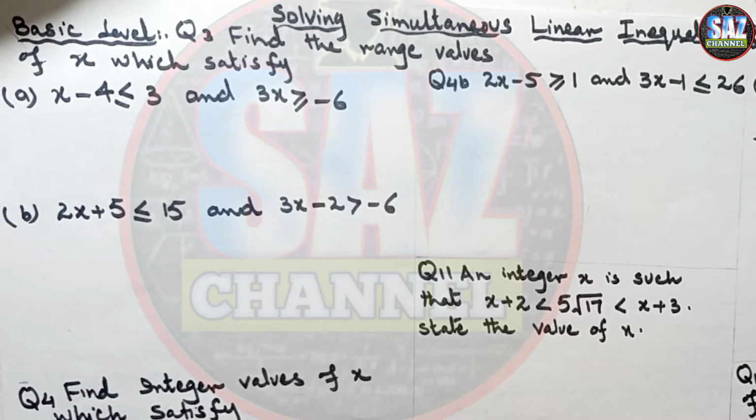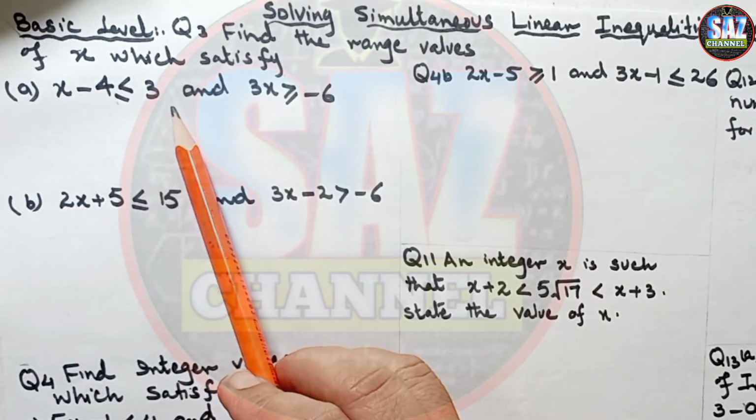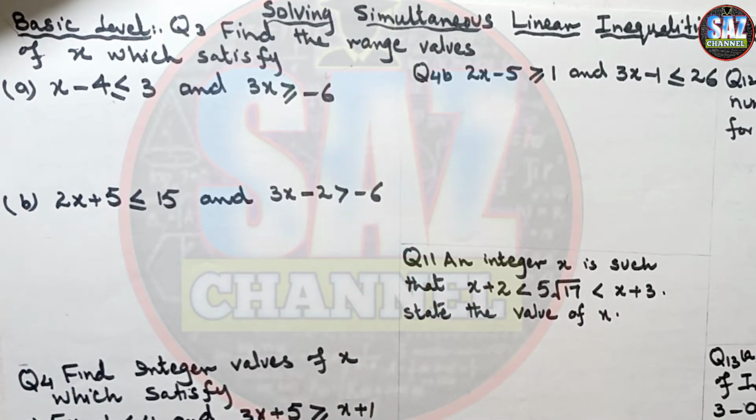Let's move to the first part of the question that says x minus 4 is less than equal to 3 and 3x is greater than equal to minus x. Let's move to the solution of the question.